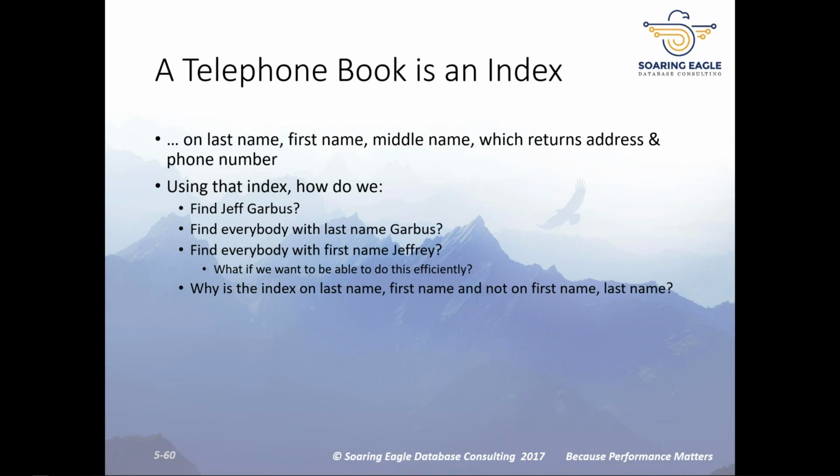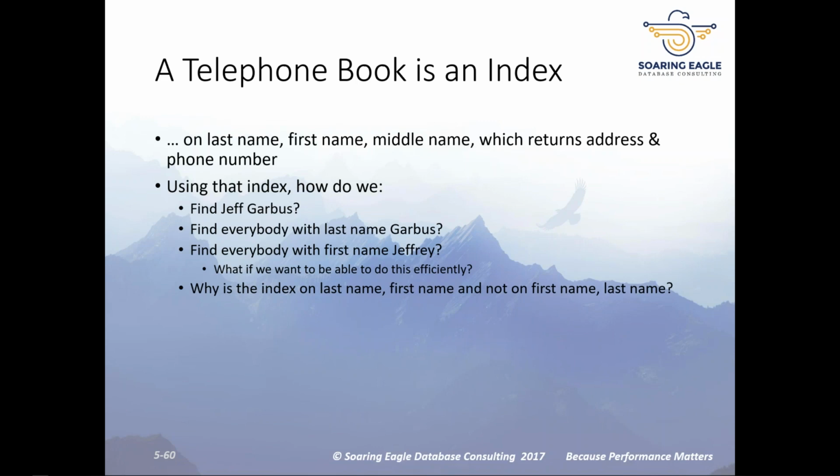I'll be asking a lot of thought-provoking questions or things that I think are thought-provoking over the course of the next hour or so. And the first one is, why do we index on last name, first name, and not on first name, last name? Well, this is not a Bond, James Bond type of thing, and it is not because telephone books have been around forever, and they have been around for over 100 years.